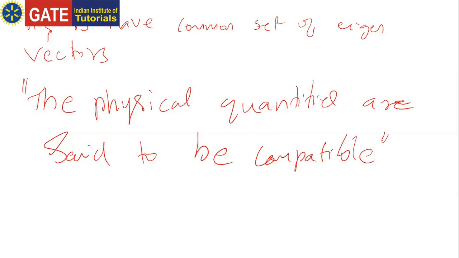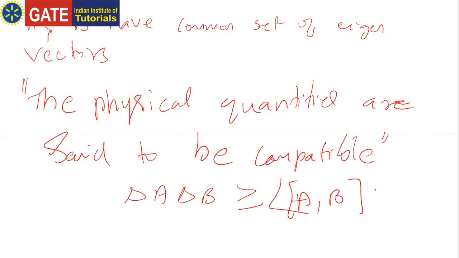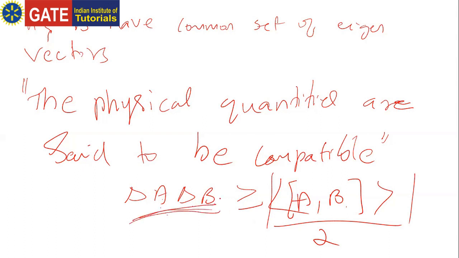How does the uncertainty value become 0? Delta A into delta B is greater than or equal to the commutator [A, B] by 2, and this equals 0. Uncertainty is 0. If the operators A and B share all the same eigenvectors, then the product of the uncertainties is 0. That is the thing.